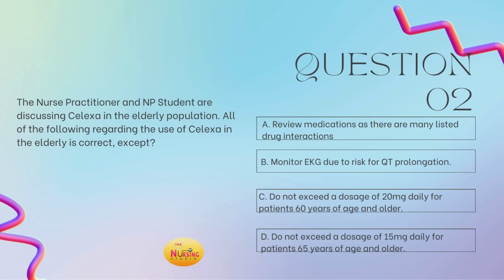Question number two, the nurse practitioner and NP student are discussing Celexa in the elderly population. All of the following regarding the use of Celexa in the elderly is correct, except is it A, review medications as there are many listed drug interactions? B, monitor the EKG due to risk for QT prolongation? C, do not exceed a dosage of 20 milligrams daily for patients 60 years of age and older. Or D, do not exceed a dosage of 15 milligrams daily for patients 65 years of age and older. Take a moment and tell me what you got, you guys.